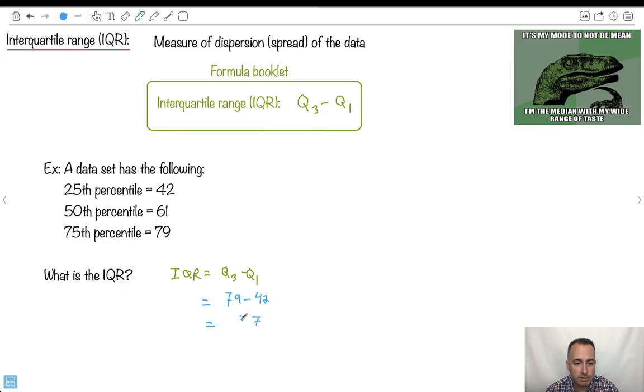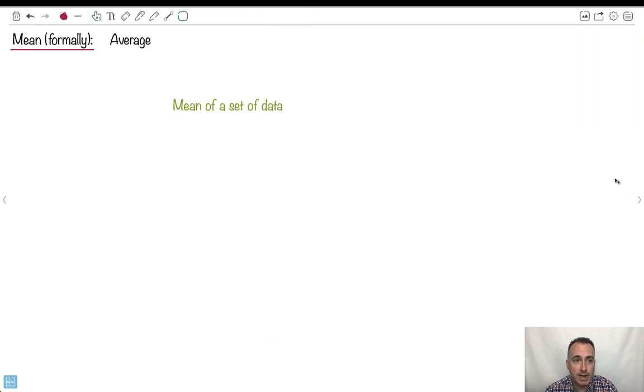So it's 37. That's it for interquartile range. It's actually not so bad. So this tells you some idea about the spread of the data. All right. Now, last is the formal version of the average.